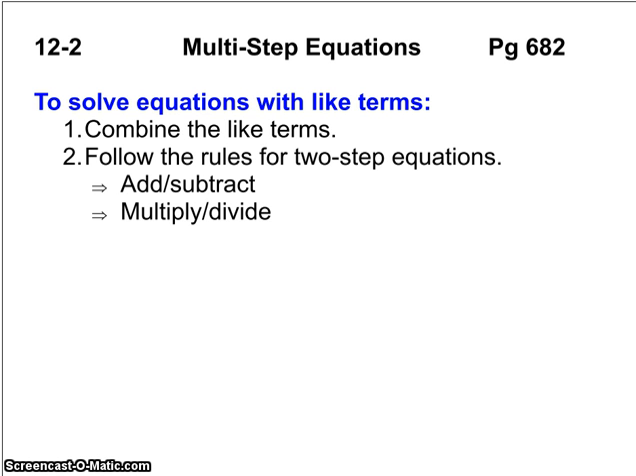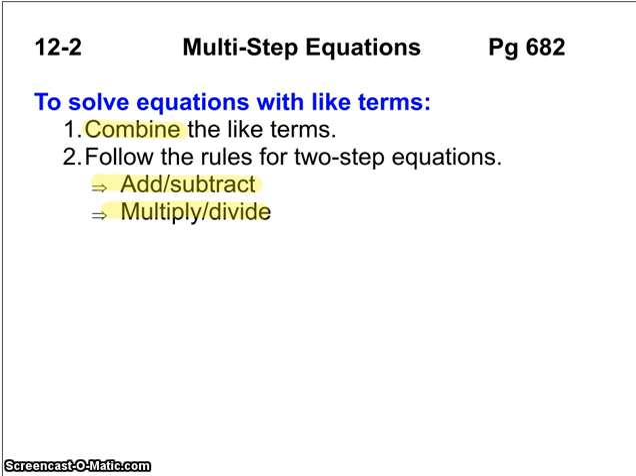So this is not on your paper, but, well, actually it is, sorry. There are two steps, again, that you need to follow. The first one that you're going to have to do before you solve your two-step equation is that you are going to need to combine the like terms. I'm going to show you an example of that in a second. Once you have your like terms combined, then you are going to follow the rules for two-step equations, which, if you remember, you do the inverse of adding and subtracting first, followed by the inverse of multiplying and dividing.